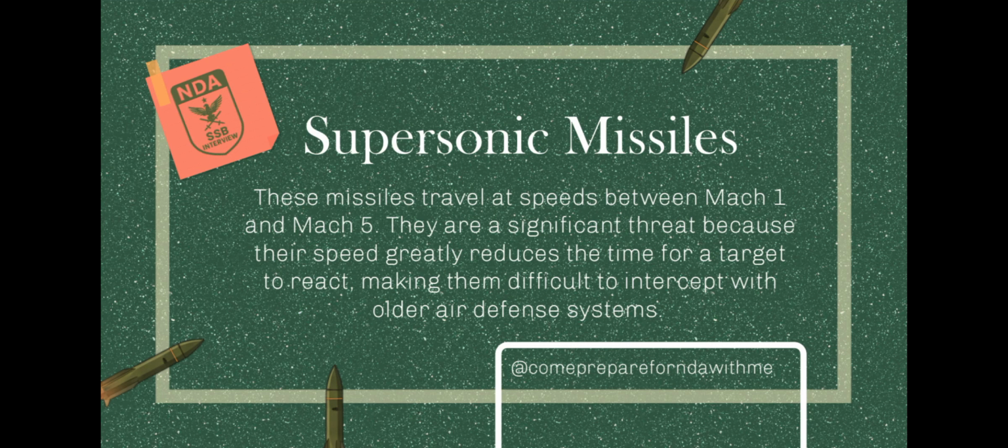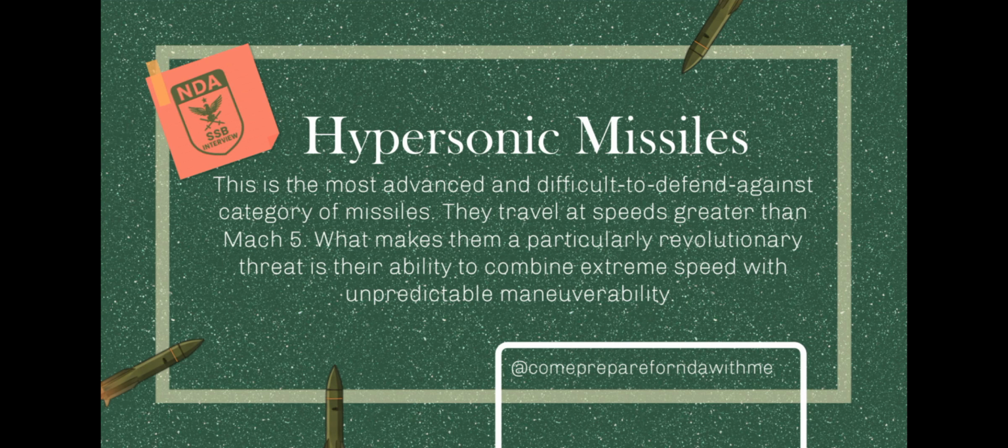They are a significant threat because their speed greatly reduces the time for a target to react, making them difficult to intercept with older air defense systems. Next is the hypersonic missiles. Now, this is the most advanced and difficult to defend against category of missiles. They travel at a speed greater than Mach 5. What makes them a particularly revolutionary threat is their ability to combine extreme speed with unpredictable maneuverability.